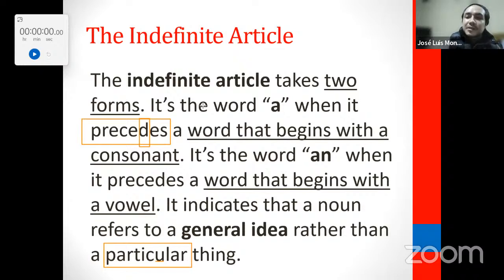It depends on the starting word, if it's a vowel or if it's a consonant. So it's just a long explanation for that one, Karen. If you have questions about the words, you can let me know. All right, let's go to the next part.